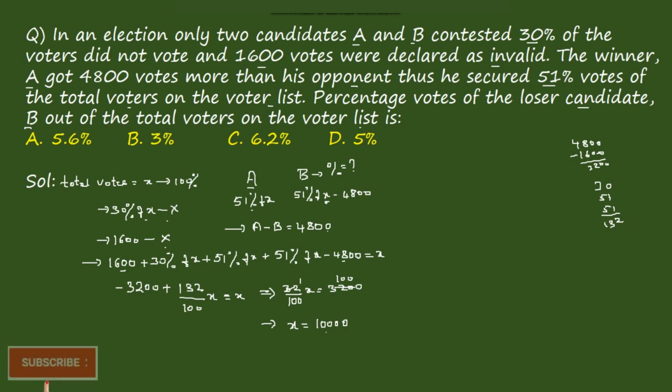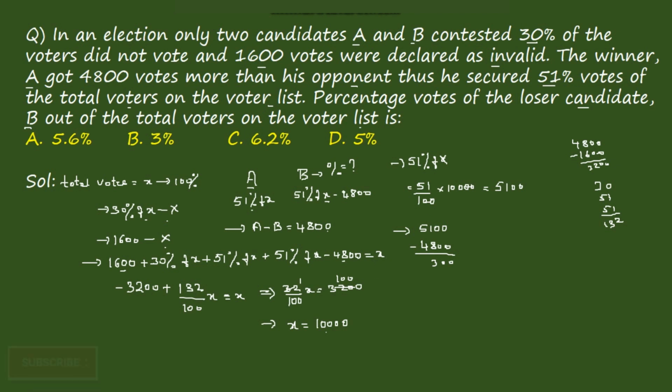By that, we can find the value of 51% of X. 51% of X is nothing but equal to 51 by 100 into 10,000. Right? Here, two zeros get cancelled, which is nothing but 5100. Right? Again, B is getting minus 4800. So we subtract it, it becomes 5100 minus 4800. It becomes nothing but 300.